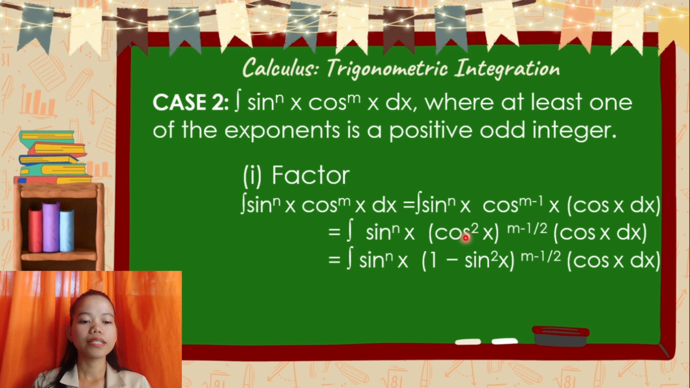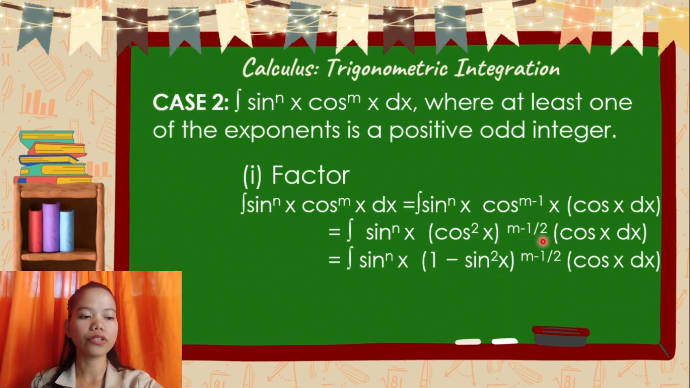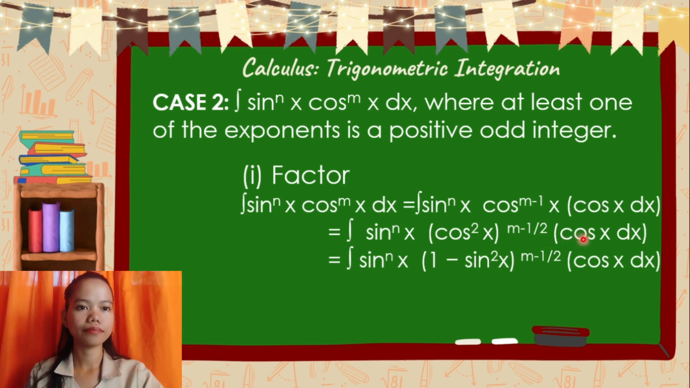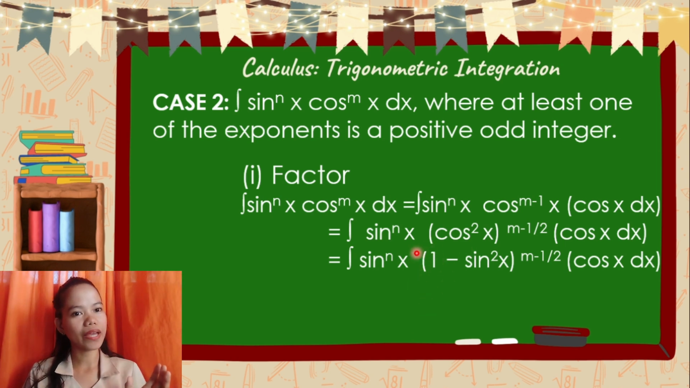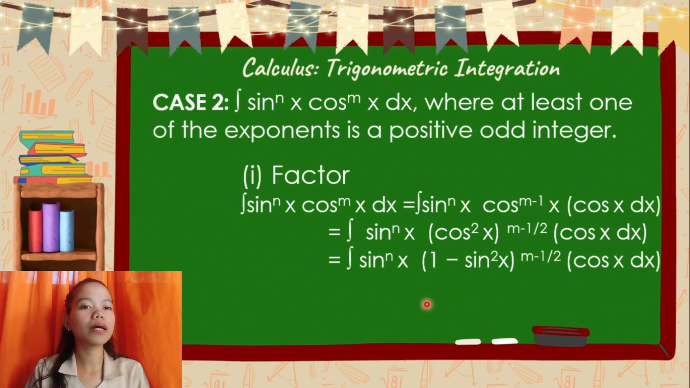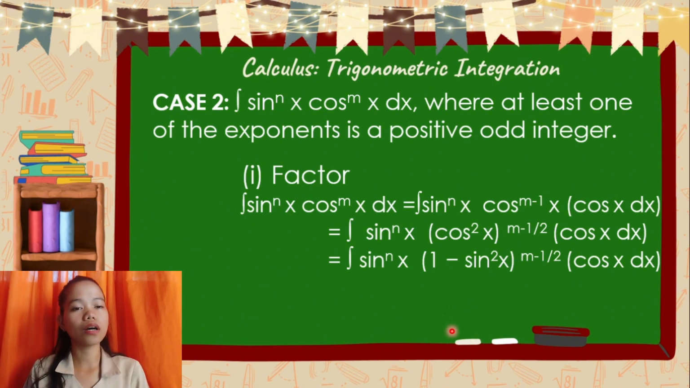The integral of it will be equal to sine raised to the power of n of x multiplied by cos squared of x, the quantity of it raised to the power of m minus 1 over 2, multiplied by cos x dx. Right after that, we will use the Pythagorean identity for cos squared of x, which is 1 minus sine squared of x, raised to the power of m minus 1 over 2, multiplied by cos x dx.